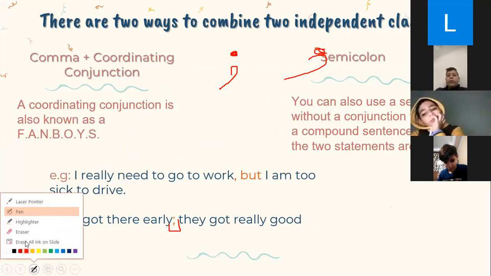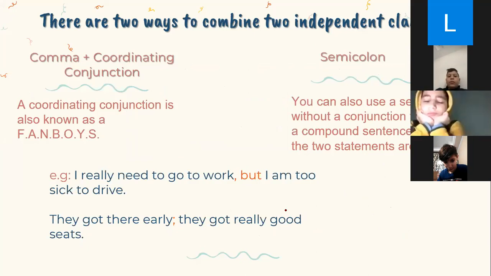So the two ways to make a compound sentence out of two independent clauses or two simple sentences are using a semicolon or using a comma with a coordinating conjunction. When we use a semicolon, we use it alone. We do not add anything after it.